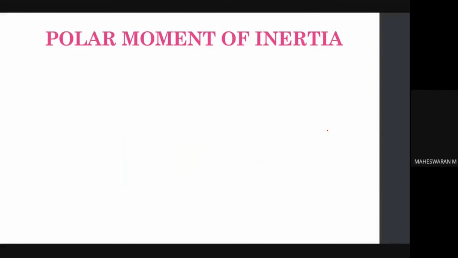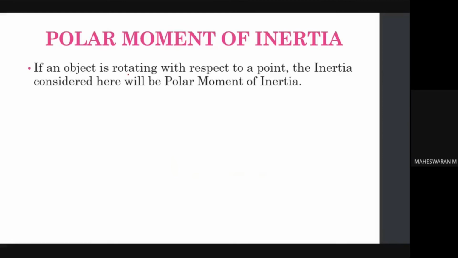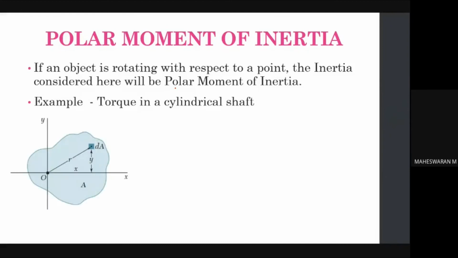But if you have a continuous torque, something like this, when you have an object which is rotating with respect to a point continuously, then the inertia you are going to consider is polar moment of inertia. Example, if you have a torque in a cylindrical shaft, continuously your shaft is rotating, in that case you have to consider polar moment of inertia.